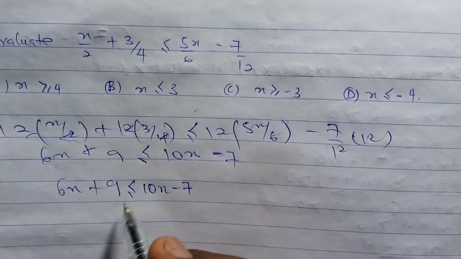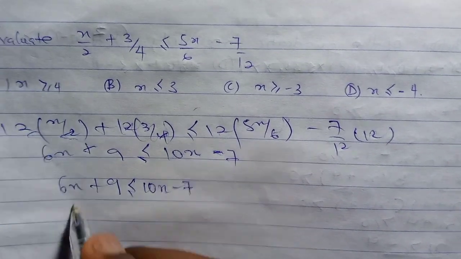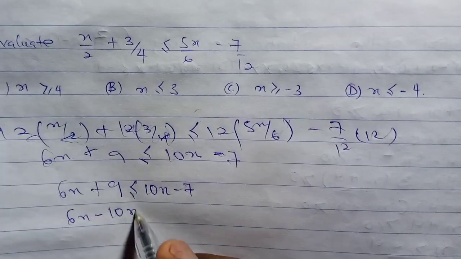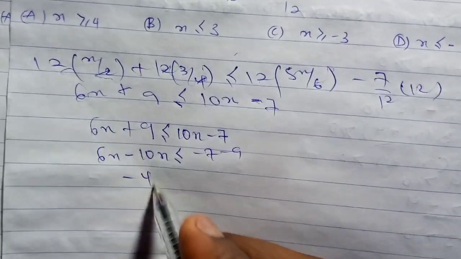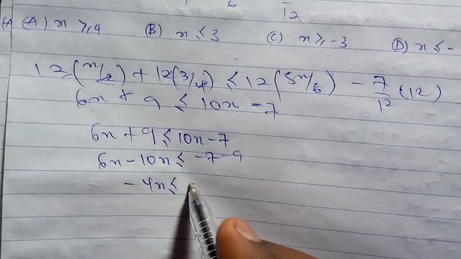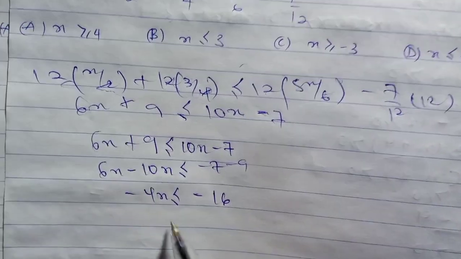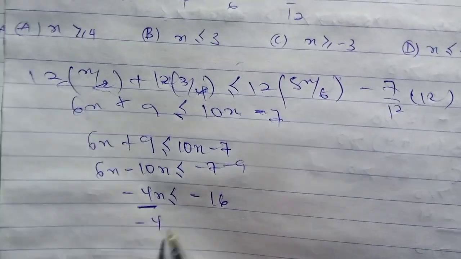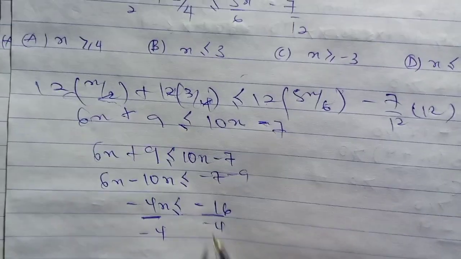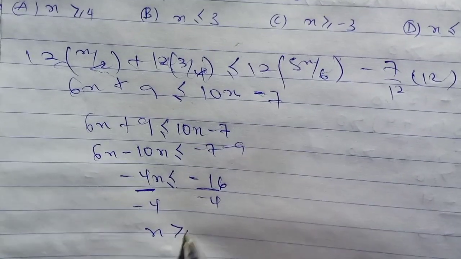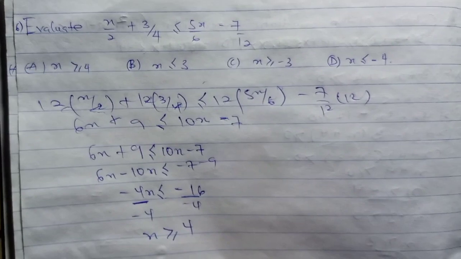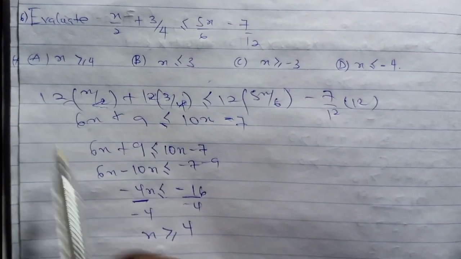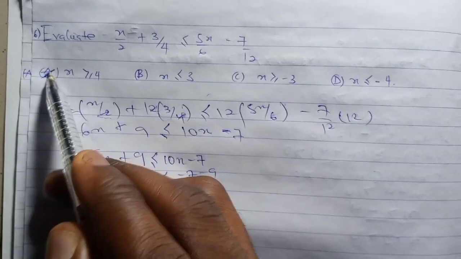Now let's group like terms. Let's take the x to the left hand side, so 6x minus 10x less than or equal to -7 minus 9. -4x less than or equal to -16, right? Now let's divide through by -4. As I told you, the sign will change. X greater than or equal to positive 4. So this is the correct answer, which is option A. Very, very simple and easy question.